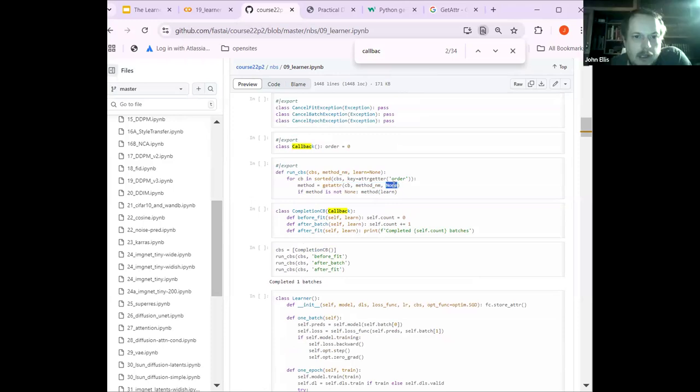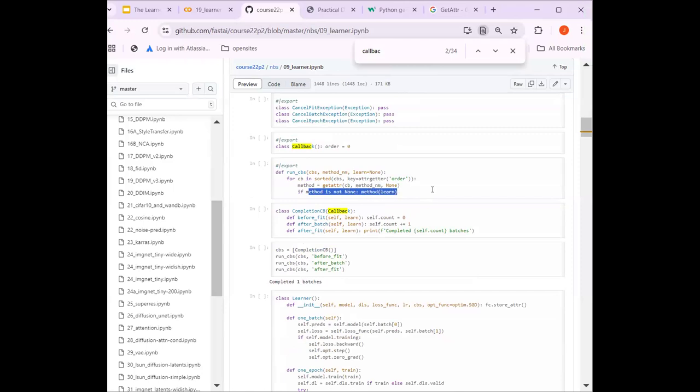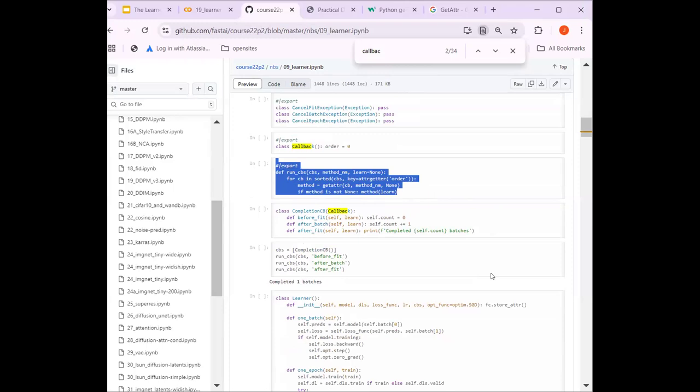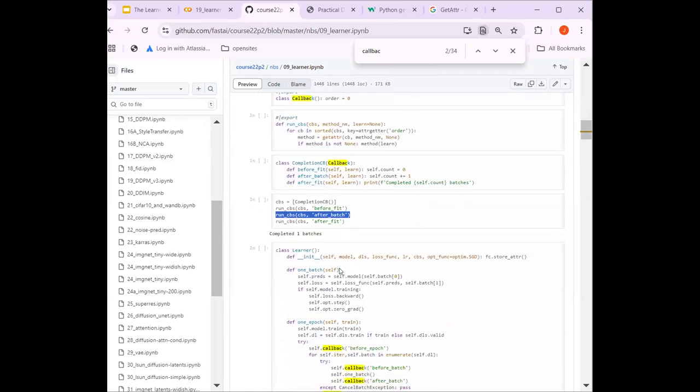Got it. Okay. So it just returns a none object and then basically puts an if clause. If it's not none, go ahead and call it. And I guess if it is, it just doesn't go further with this. In that case, yeah, because you don't necessarily define every method on your callback. And that's fine. We'll just skip over it.